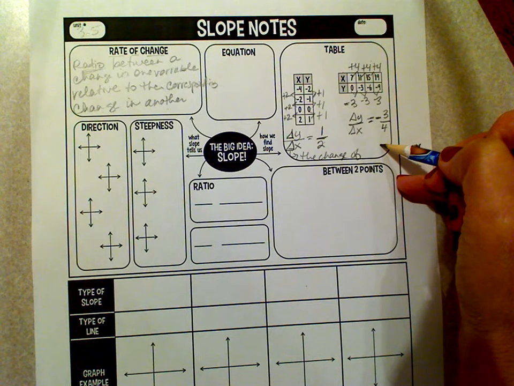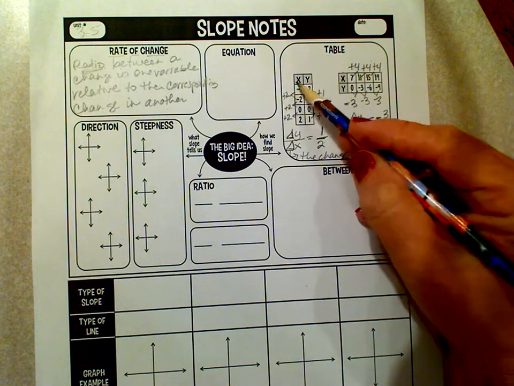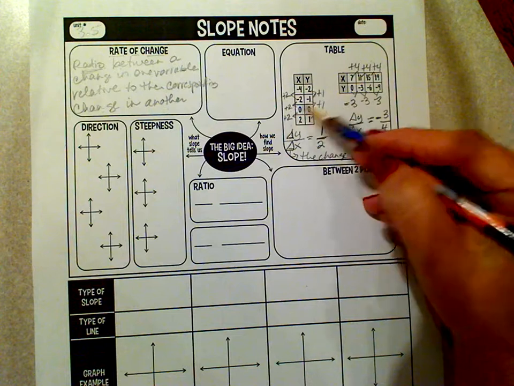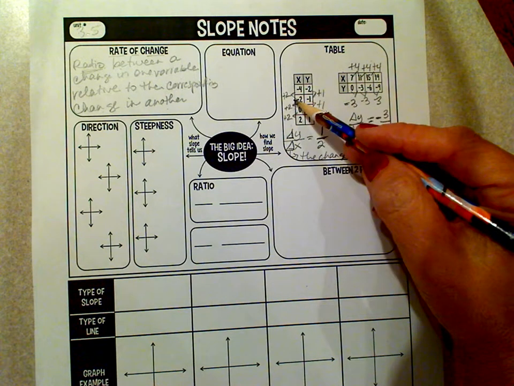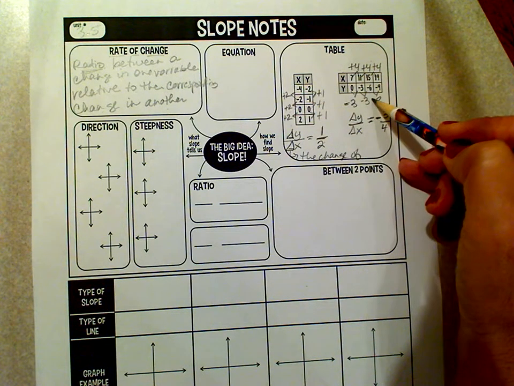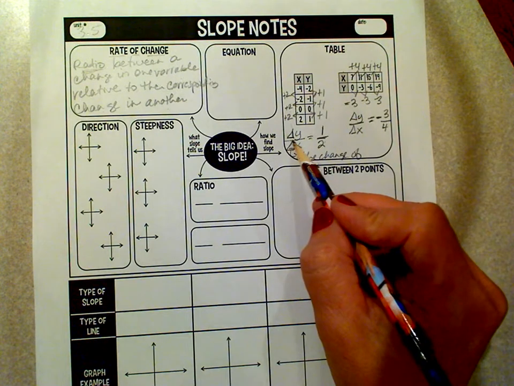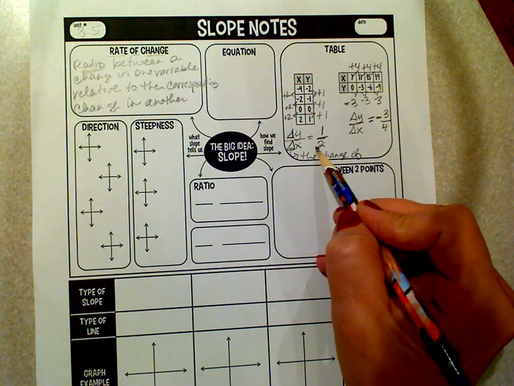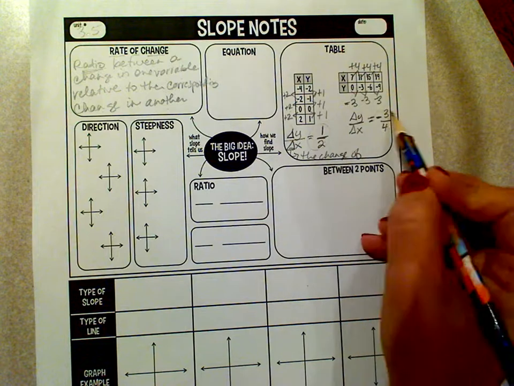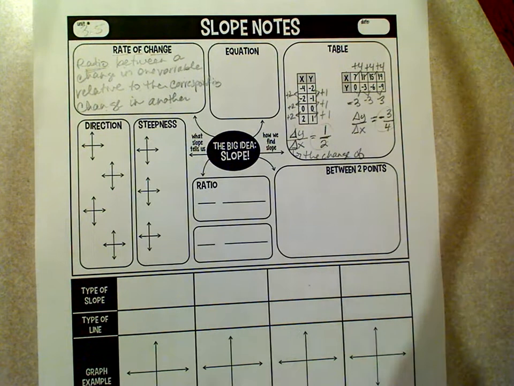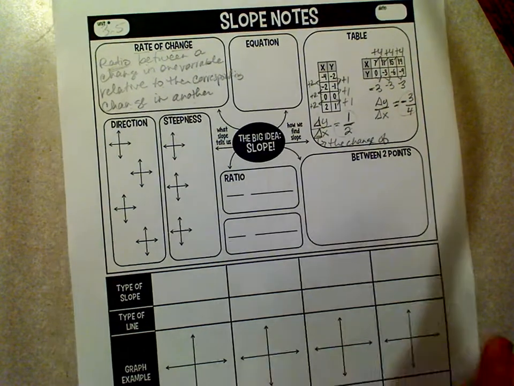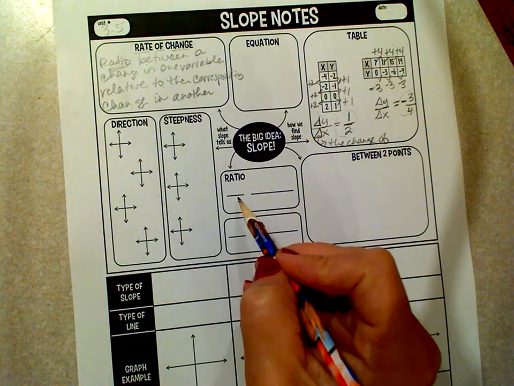Okay? So in your table, you're looking for a constant rate of change in the x and y values. Again, this is addition or subtraction. It's either adding or subtracting for that change. Okay, so this is your change of y over your change of x. That's the ratio that we're talking about. So I'm going to bring this down here to this ratio.